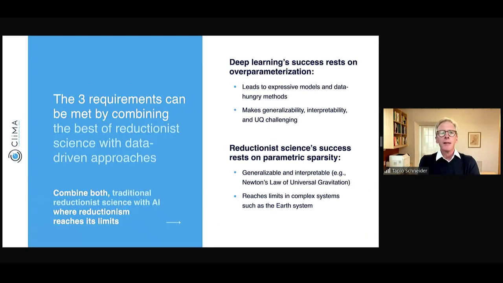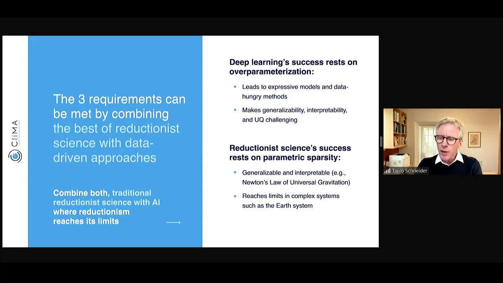How do you do that? Deep learning alone, I think, is not the way forward, but it helps. The success of deep learning rests on overparameterization, on models with many parameters. It leads to very expressive models, but makes generalizability, interpretability, and UQ challenging. Science, as we have done it for the last 400 years, rests on parametric sparsity, reductionist science. Newton's law would be the paradigmatic example. It's a one-parameter law that describes how apples fall from trees and planets orbit stars. But clearly it reaches its limits in complex systems like the Earth system.